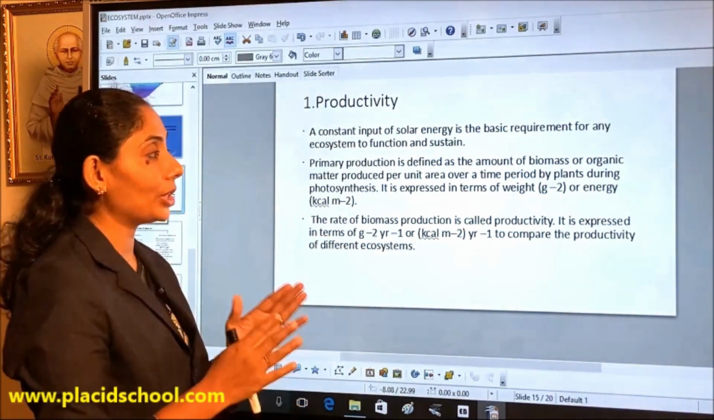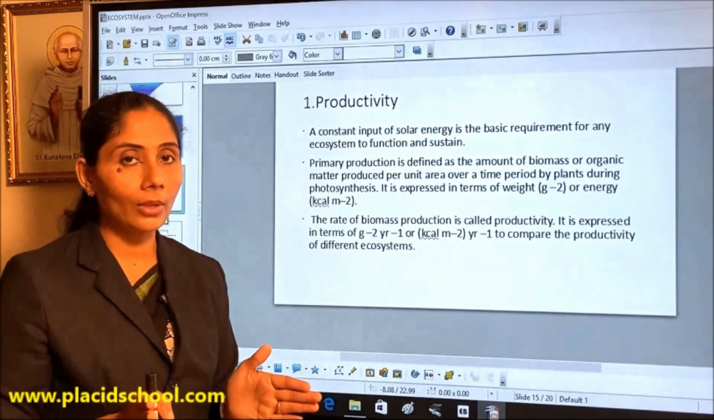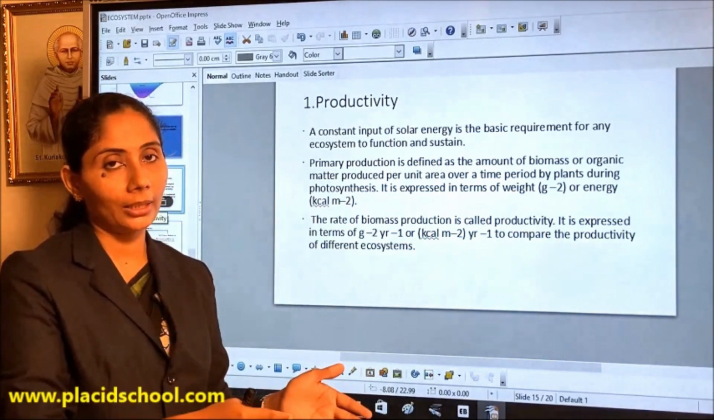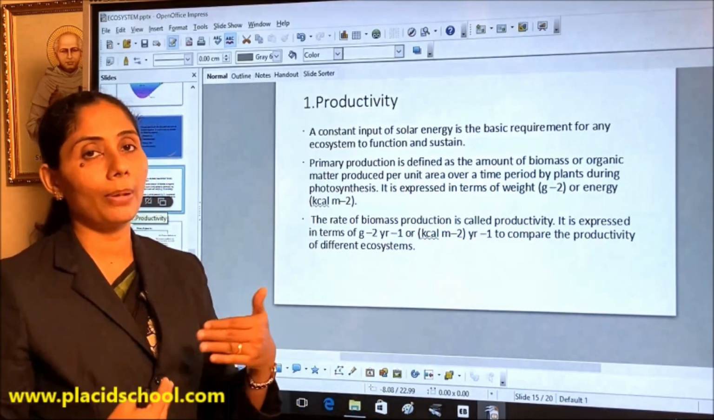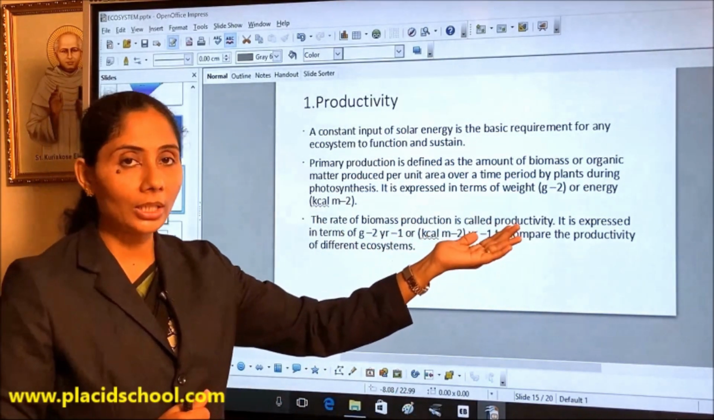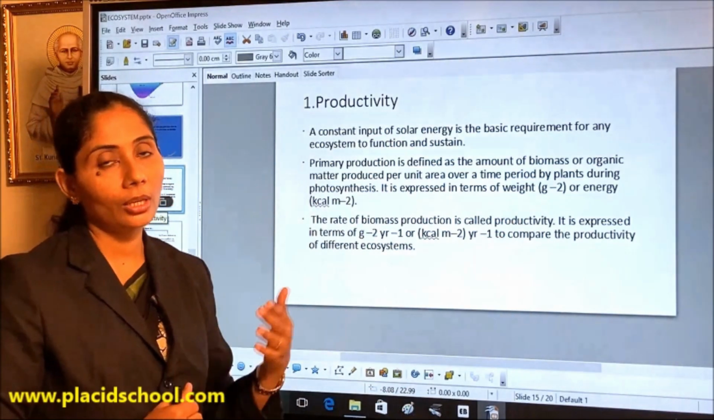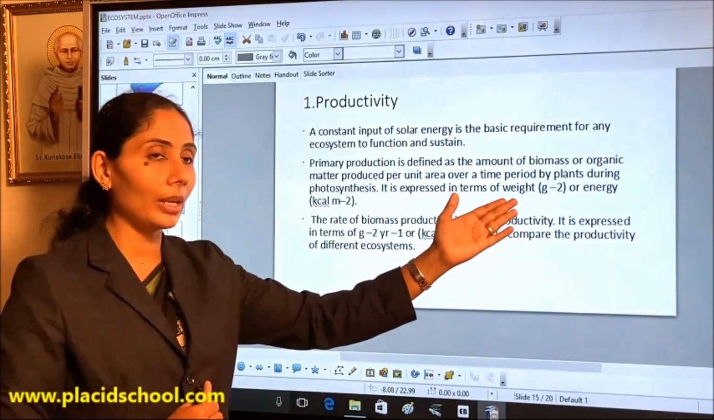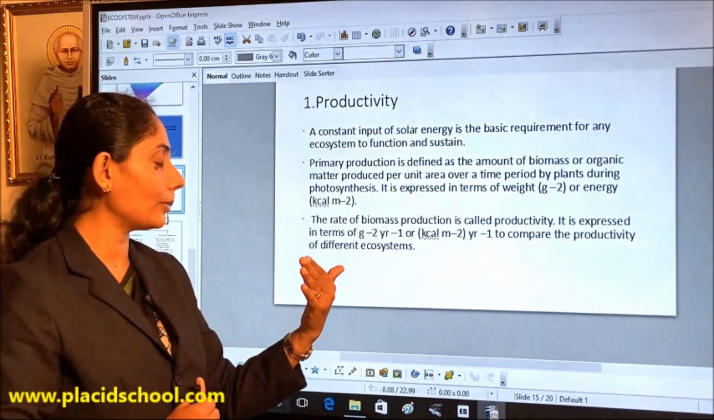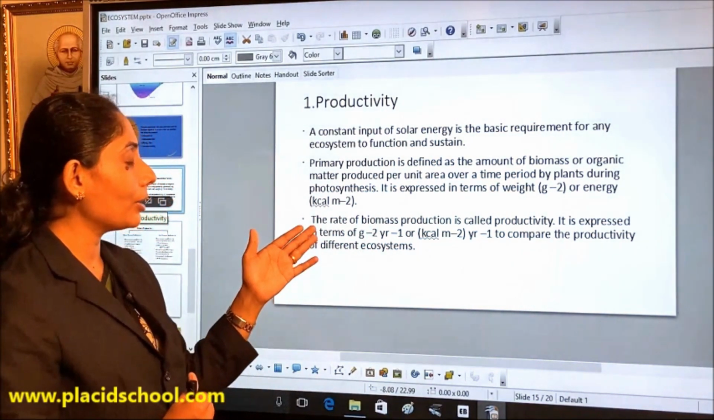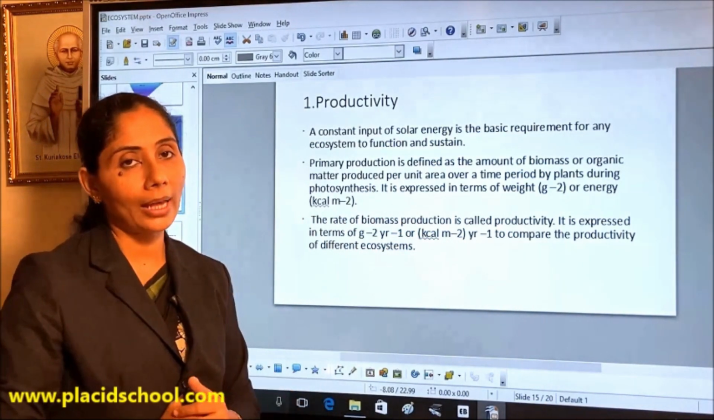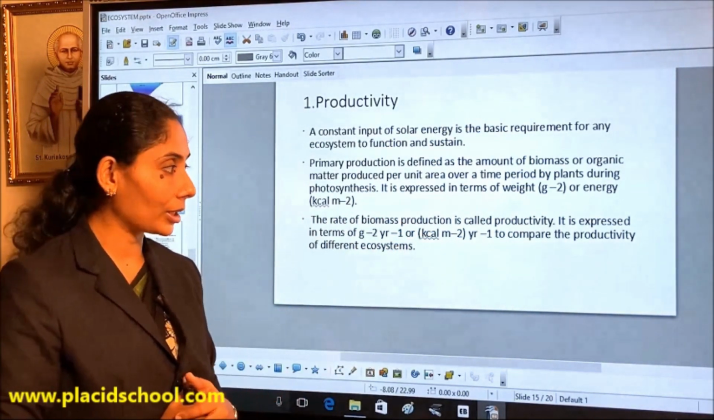To keep it very simple, primary productivity is the production of organic matter from inorganic nutrients by plants during photosynthesis, and it can be expressed in terms of weight, in grams, or in terms of energy, that is kilocalories. And in order to compare the productivity of different ecosystems, we can make use of the rate of biomass production, and this rate of biomass production is called productivity.